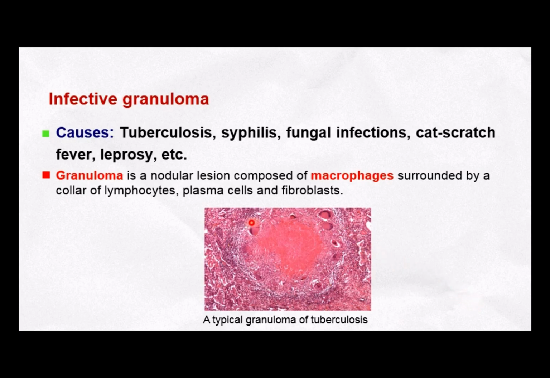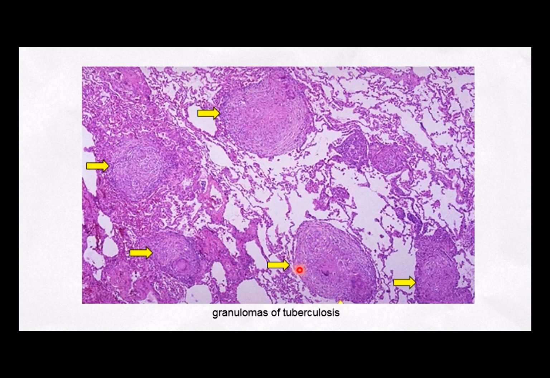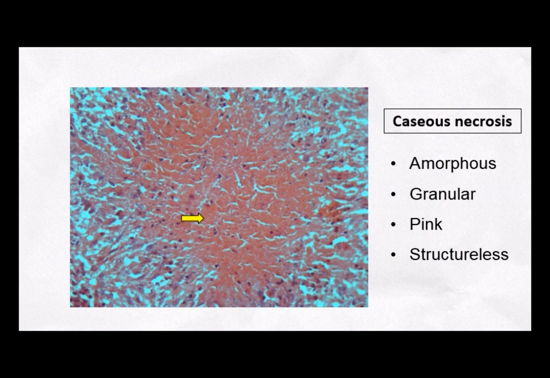This is a typical granuloma of tuberculosis. This is a low-power microscopic view of tuberculosis. We can see several granulomas with clear borders scattered in the lung. In the center of the granuloma, there is caseous necrosis. At high magnification, the necrotic tissue is amorphous, granular, and pink. The details of the cells are not clear, and the structure of the tissue is completely lost.